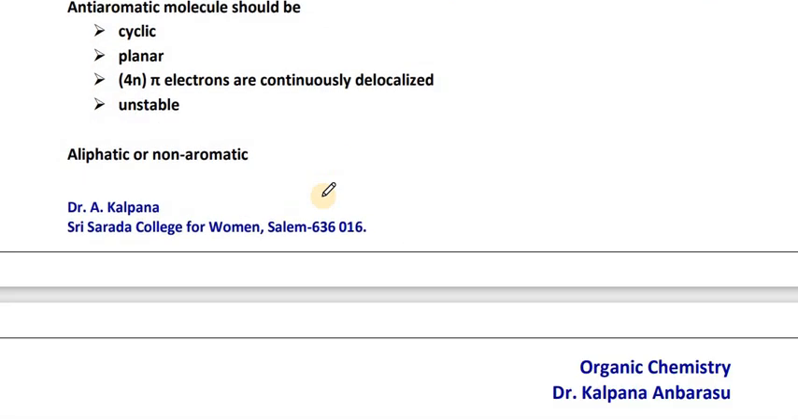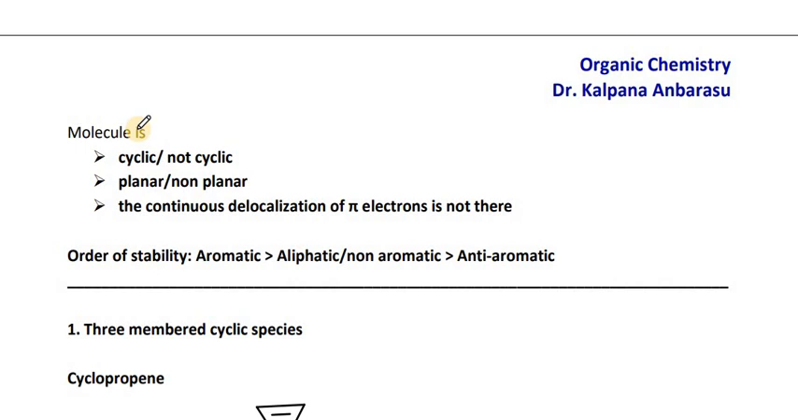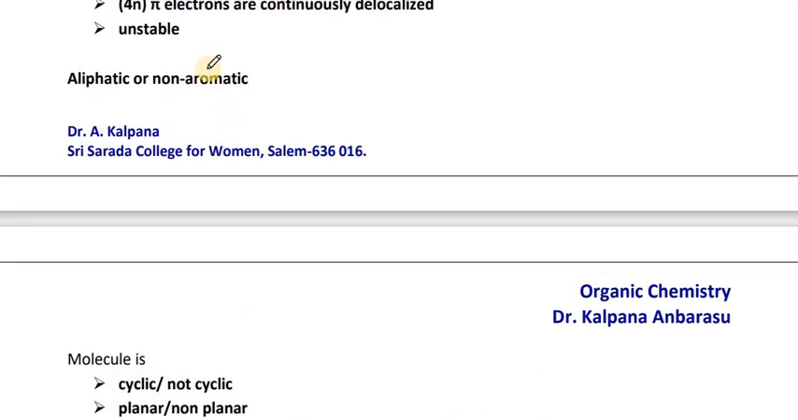And what are non-aromatic or aliphatic compounds according to Huckel? A molecule may be cyclic or not cyclic, planar or non-planar. It may have 4n pi electrons or 4n plus 2 pi electrons, but there is no delocalization of pi electrons. All the pi electrons are localized between two carbons as pi bonds and they will not get delocalized. If there is no delocalization of pi electrons, then those compounds are called non-aromatic or aliphatic.